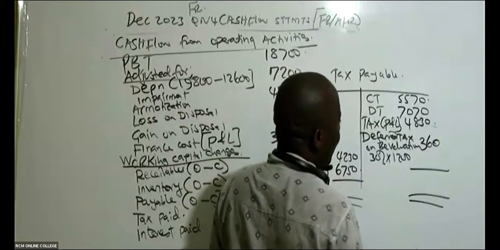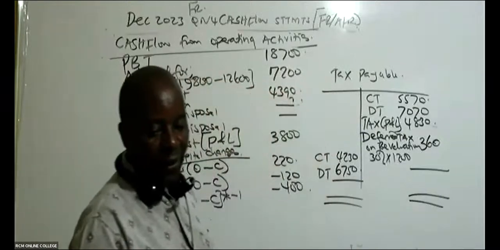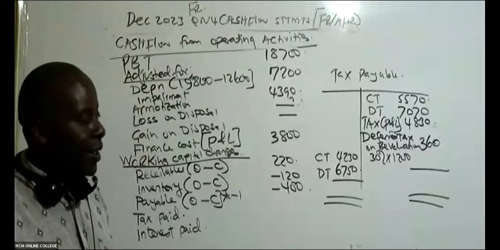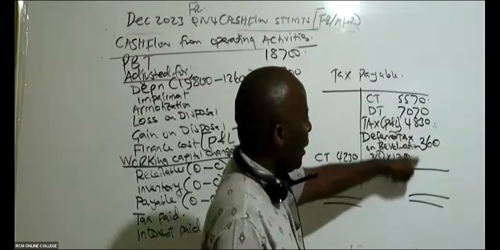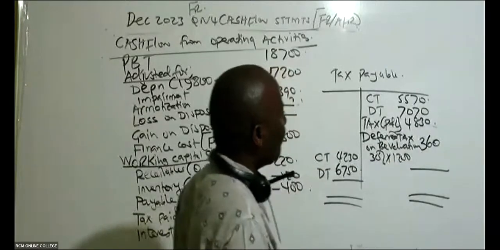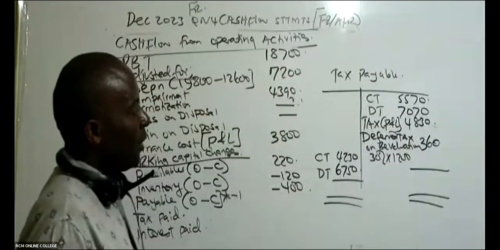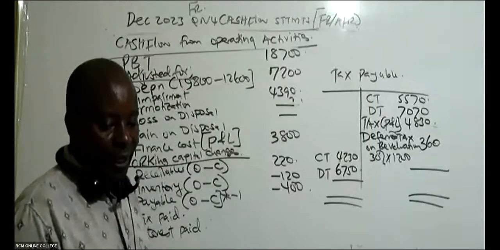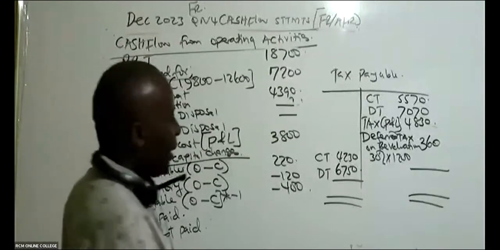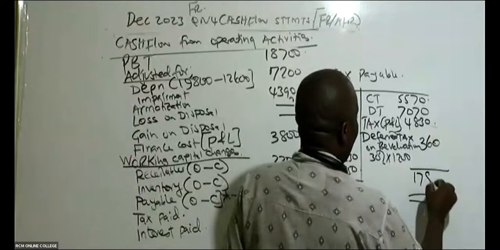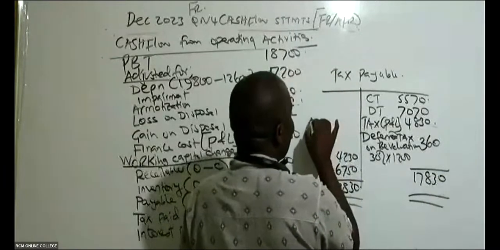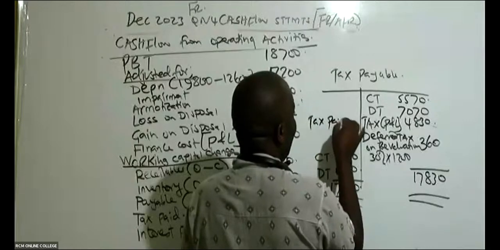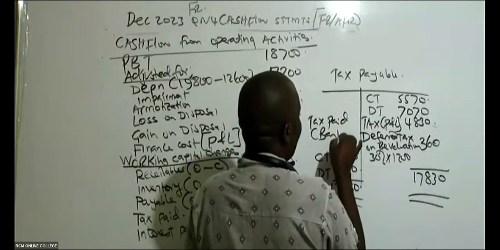Now give me the balancing figure. I don't know which side is heavier. Of course, it will be this side. Please add everything on this side: 5570 plus 7070 plus 4830, that is 17830. The balance here will be tax paid. So in this case, you credit your bank.